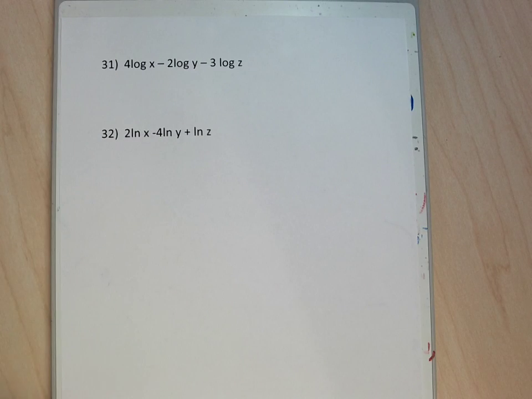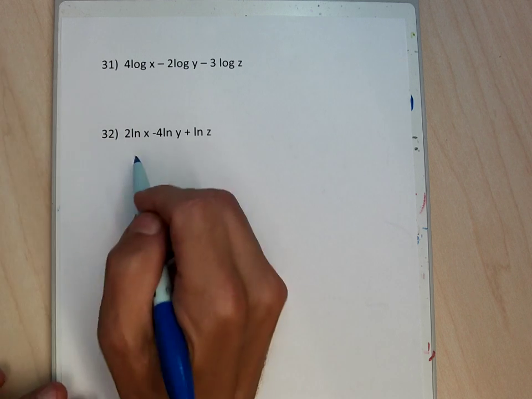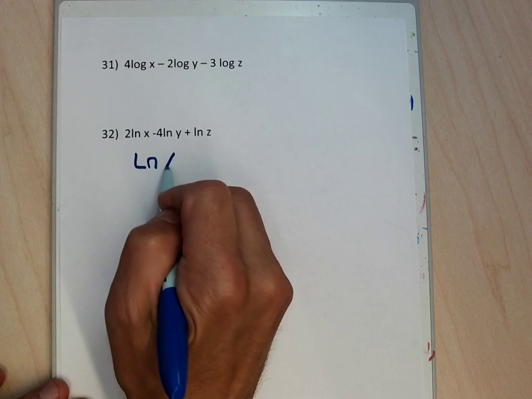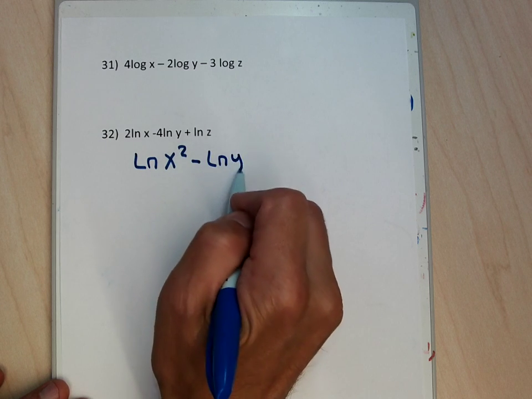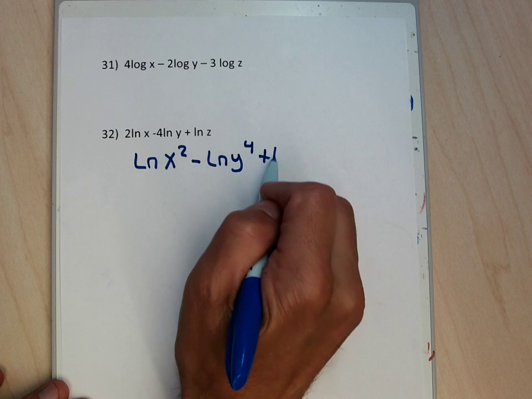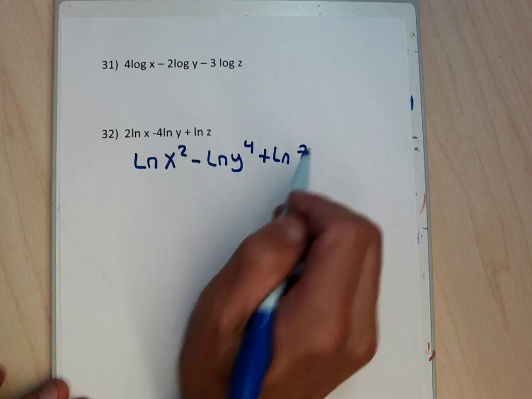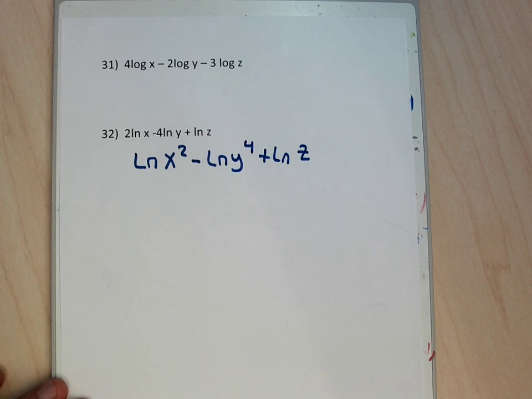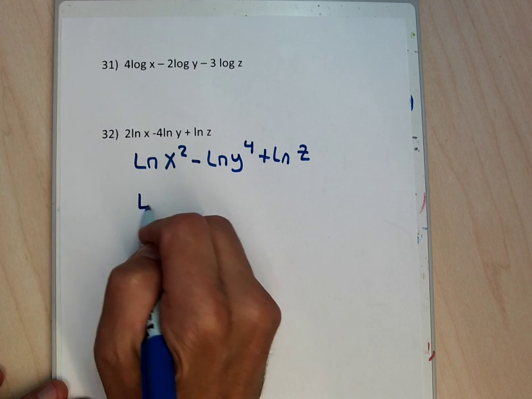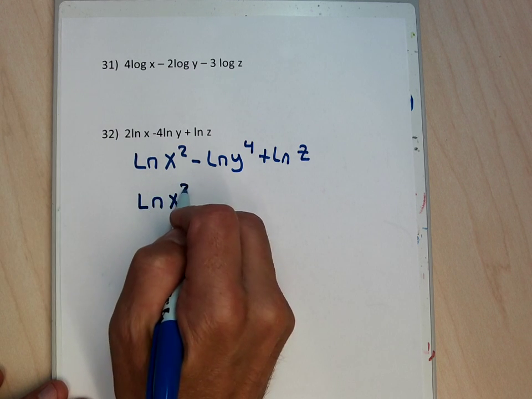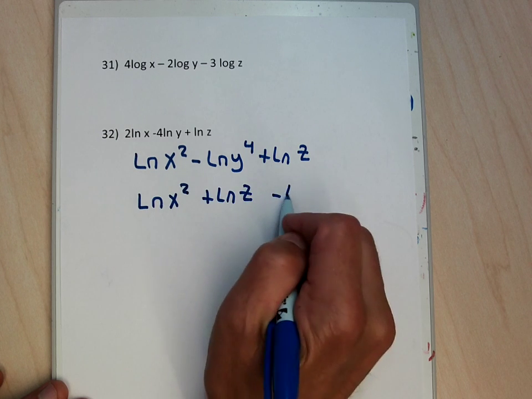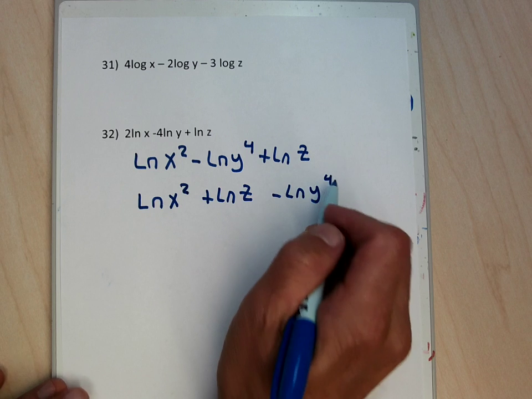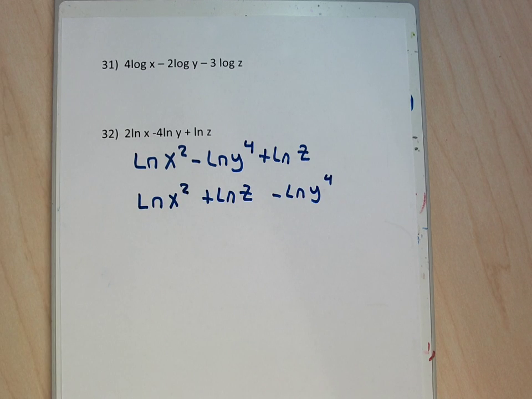For 31 and 32, our problems are similar. Mine is base e, or it's ln. I'm going to start off rewriting the problem as the ln of x squared minus the ln of y to the 4th plus the ln of z. Now I'm going to make multiple logs into one, and this is super tricky. It might help you if I would have rewritten this problem as the ln of x squared plus the ln of z minus the ln of y to the 4th. I don't know if that makes it any more clear what I need to do or not.